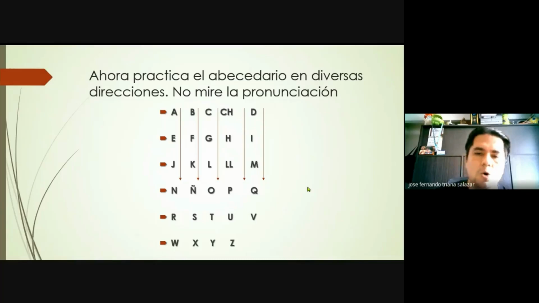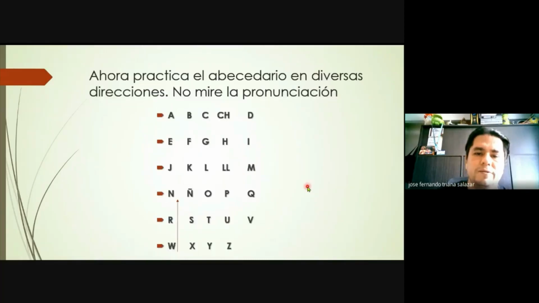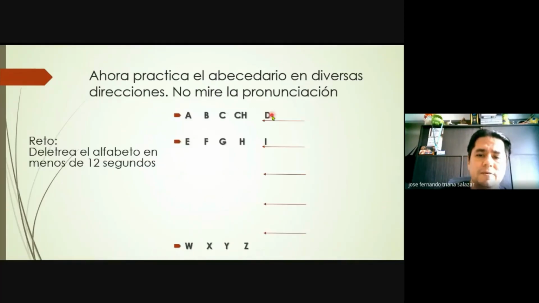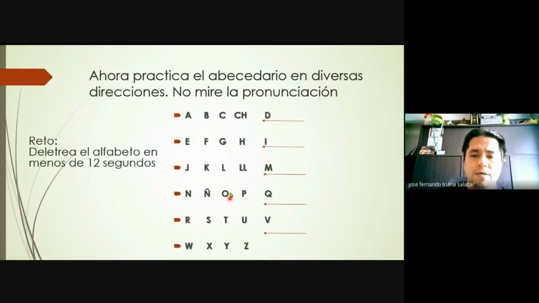Okay? Or it can be, for example, all the letters up, starting from V and finishing on A, or starting from W and finishing here at D, for instance. Or you can say all the letters backwards as you want, starting here or starting here, as you may wish. But remember, the challenge is to be able to spell it in 12 seconds.